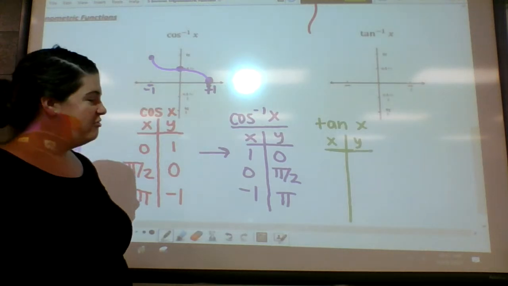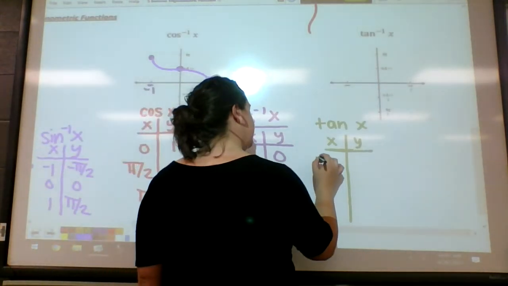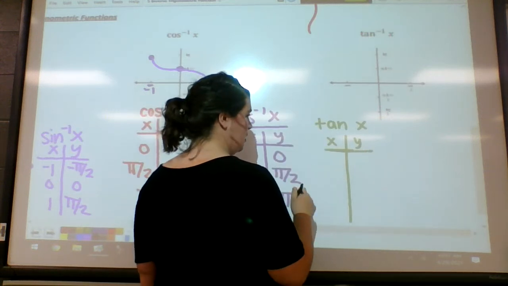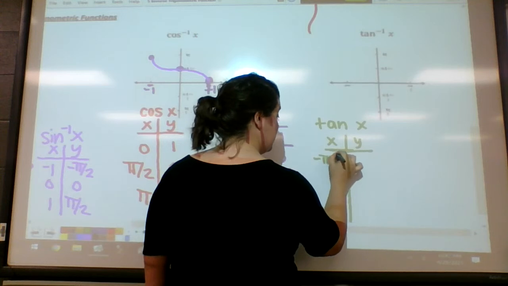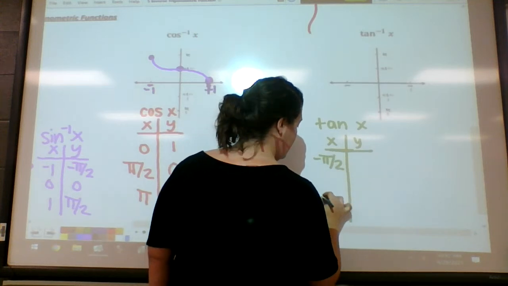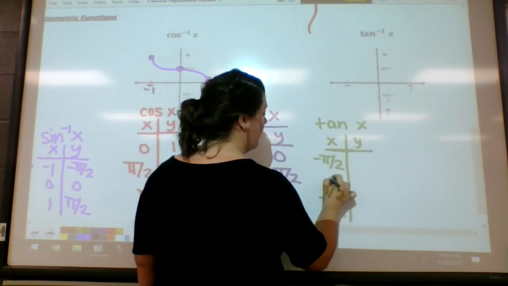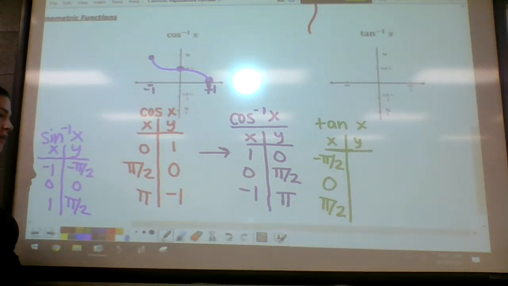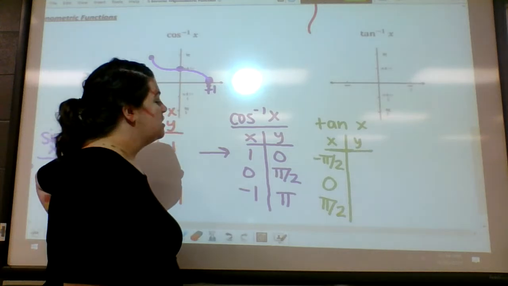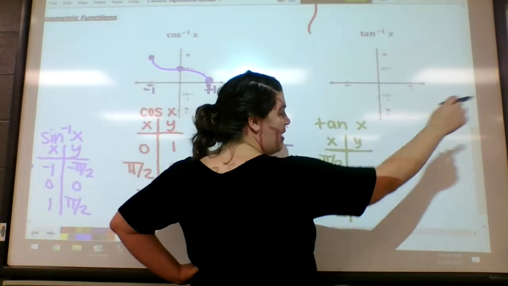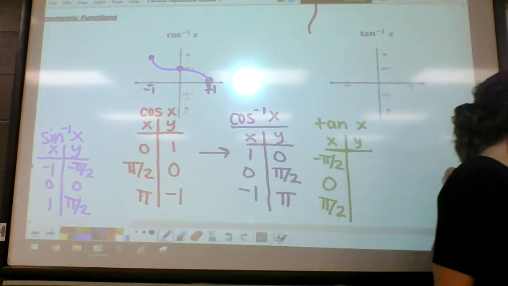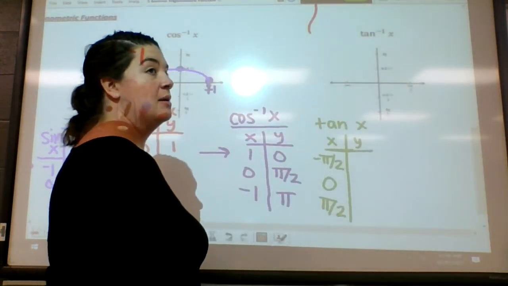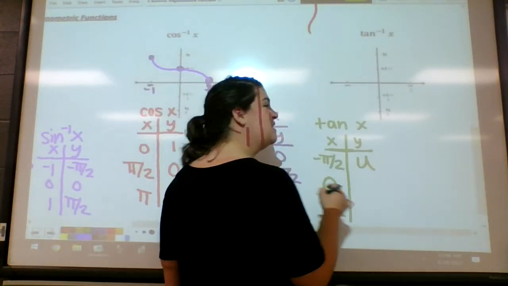Tangent. Where was tangent restricted to? Or tangent inverse, sorry. Where is tangent inverse restricted to? It's -pi over 2 to +pi over 2. And so it also goes through 0. So let's get the tangent of these values. So tangent of -pi over 2. So that's the tangent of technically this one, 3 pi over 2, right? Sine over cosine?